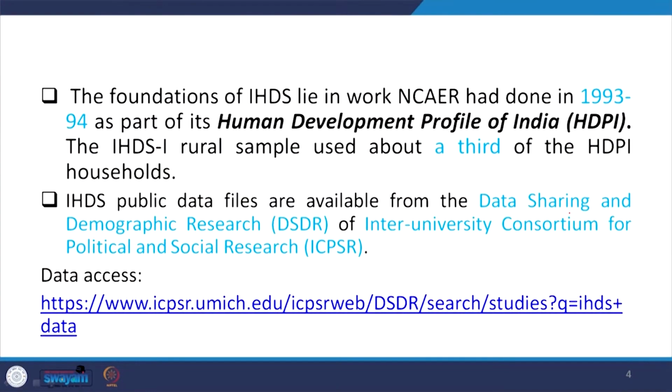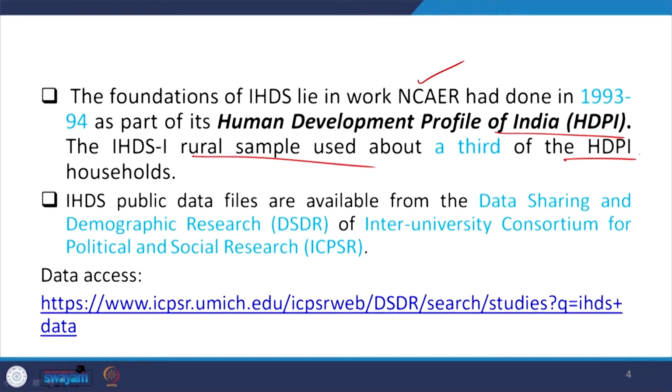Now, the foundation of the IHDS lies in work by NCAER which had been done in 1993-94 as part of its Human Development Profile of India, famously known as HDPI. NCAER initially started its survey on this framework in 1993. IHDS 1 was carried forward to the next round, and the rural sample used about one third of the HDPI. IHDS is famously known from its first round and second round, not the HDPI round. HDPI was initially by NCAER only, not in collaboration with the University of Maryland. So, IHDS carried the rural sample, and that too one third of the information of the rural sample in HDPI.